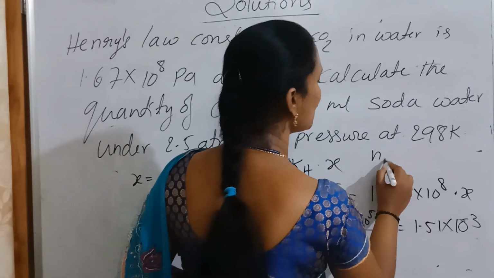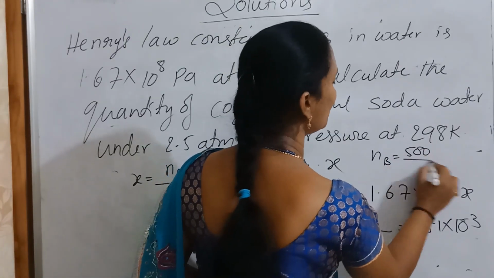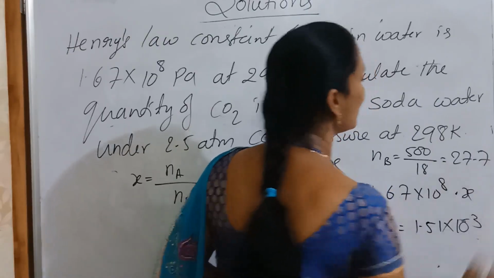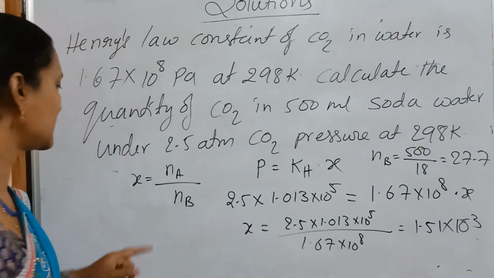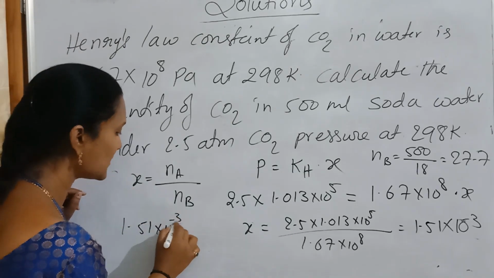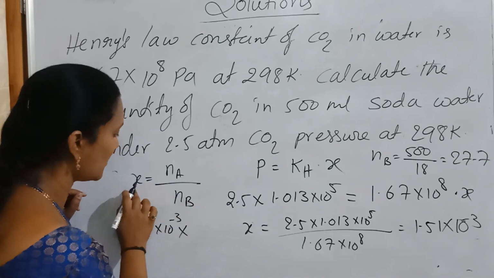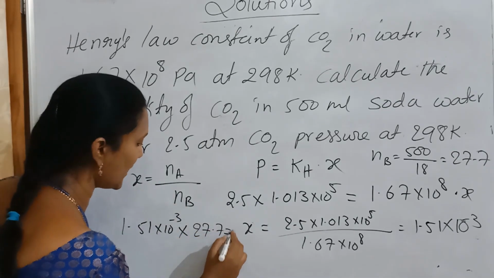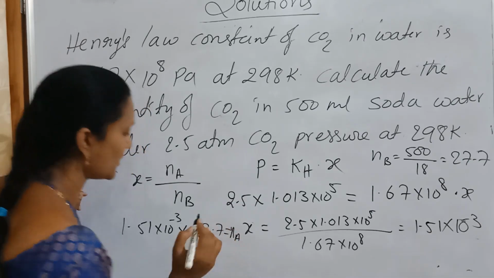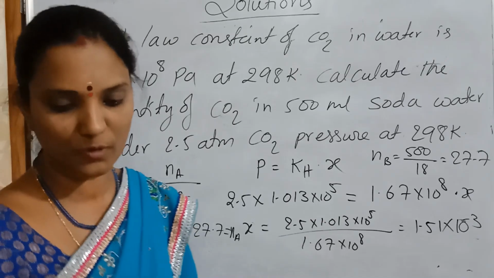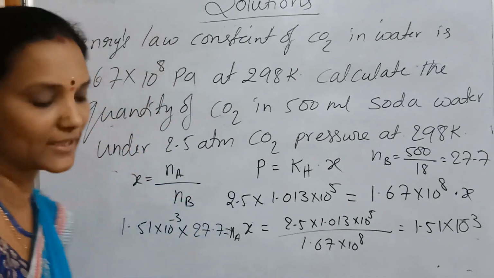So the number of moles of this water is equal to 500 by 18. Yes or no? This is half of that, 27.7 we will get. So X value 1.51 into 10 power minus 3 into this Nb, 27.7, is equal to Na. Okay? This is equal to Na. So multiply this and you will get the number of moles. So this number of moles we are getting here.